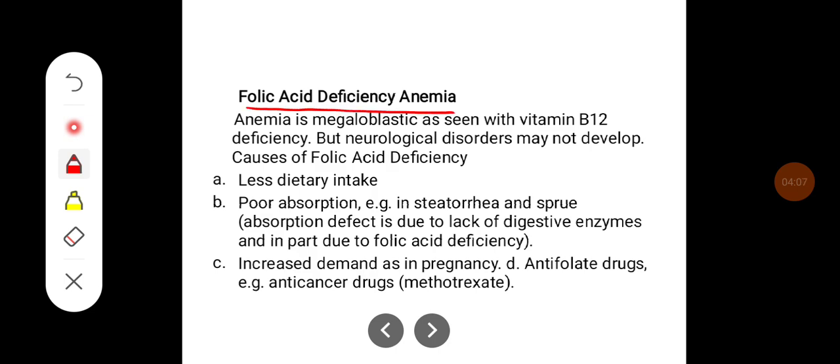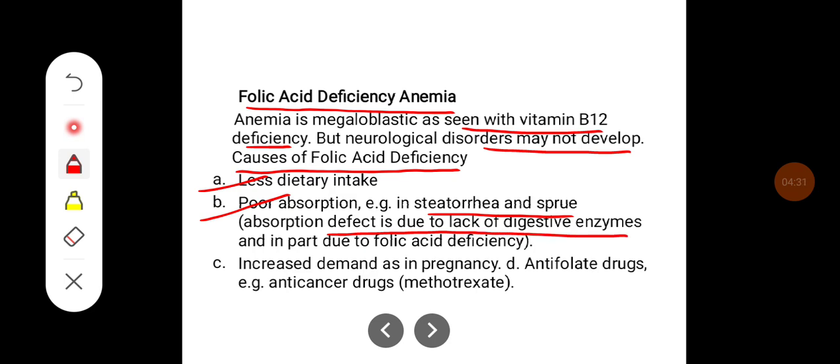Folic acid deficiency anemia. Anemia is megaloblastic as it is with vitamin B12 deficiency, but neurological disorders may not develop. Some of the causes for folic acid deficiency are less dietary intake of folic acid and poor absorption, that is steatorrhea and sprue, where the absorption defect is due to the lack of digestive enzymes and in part due to the folic acid deficiency.